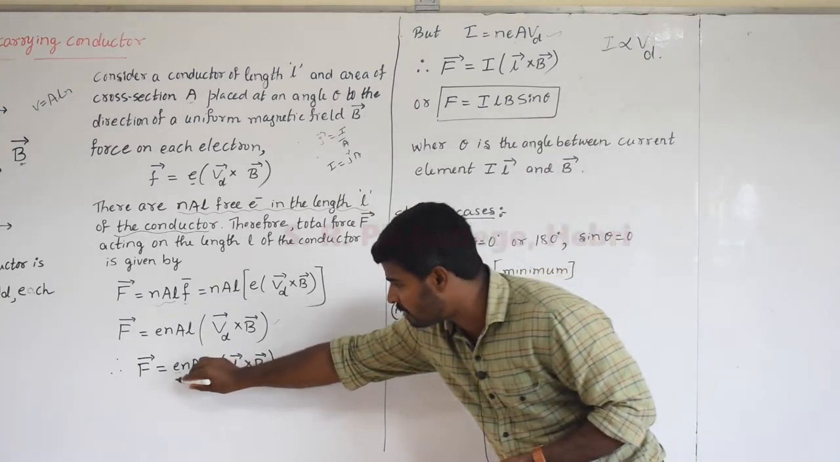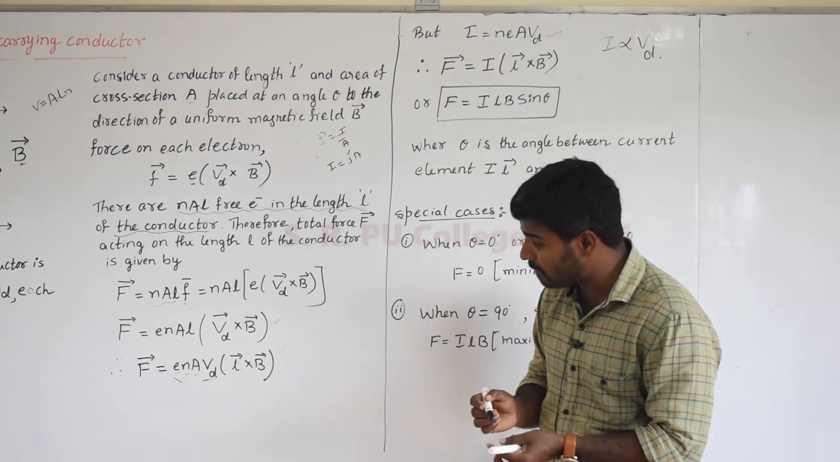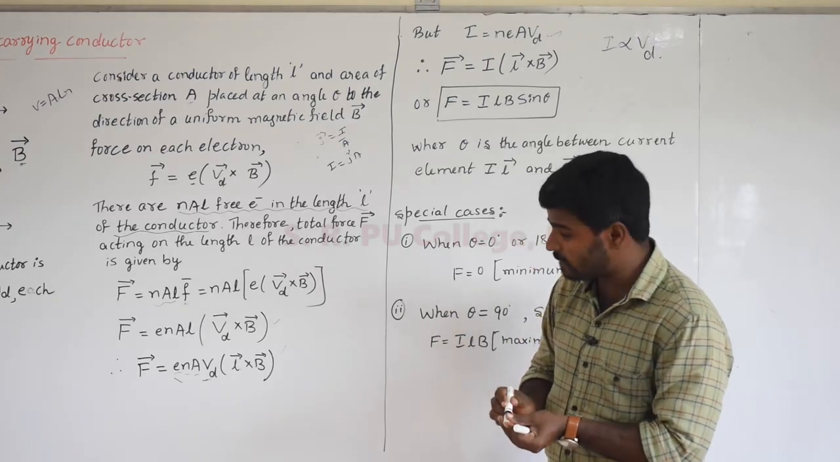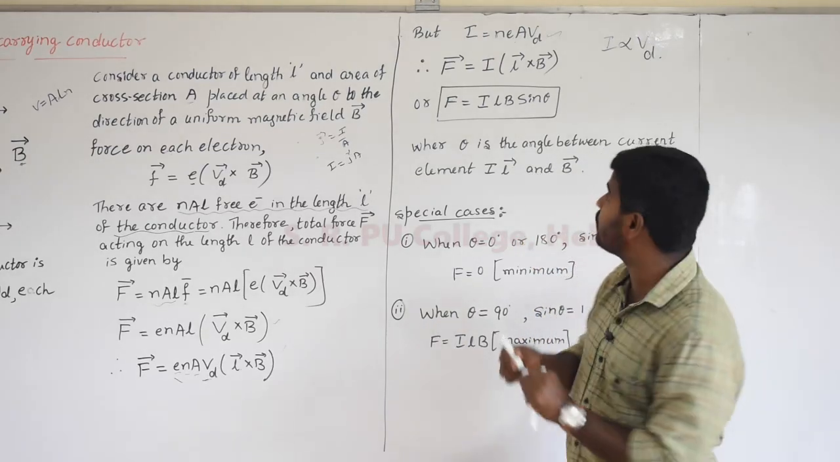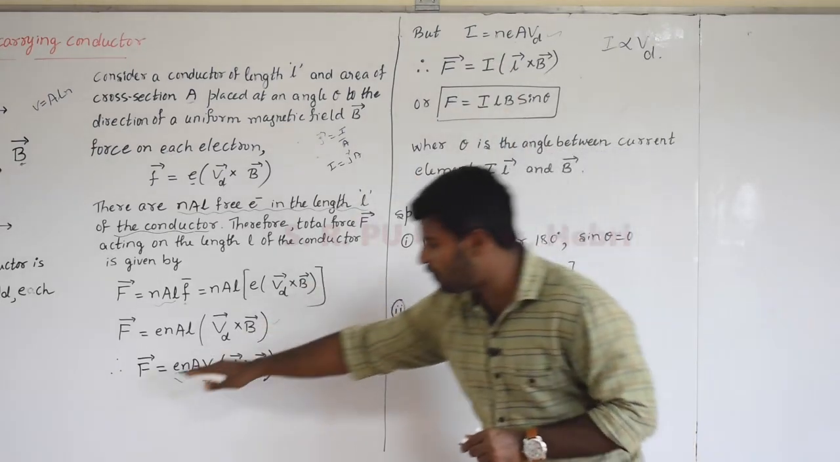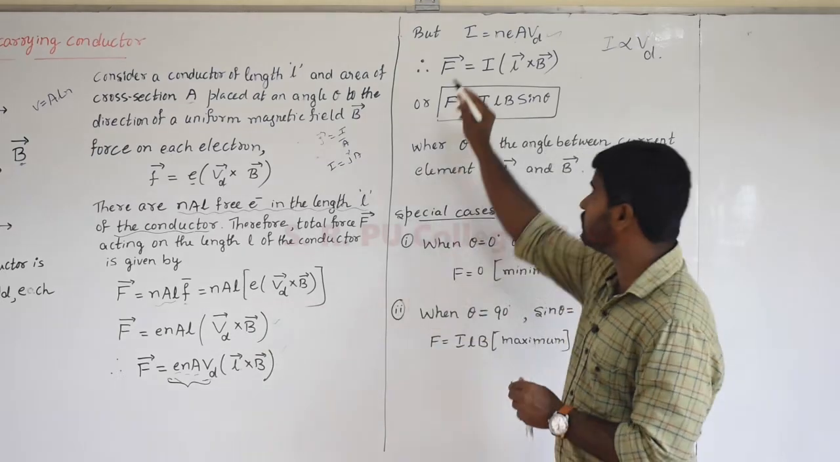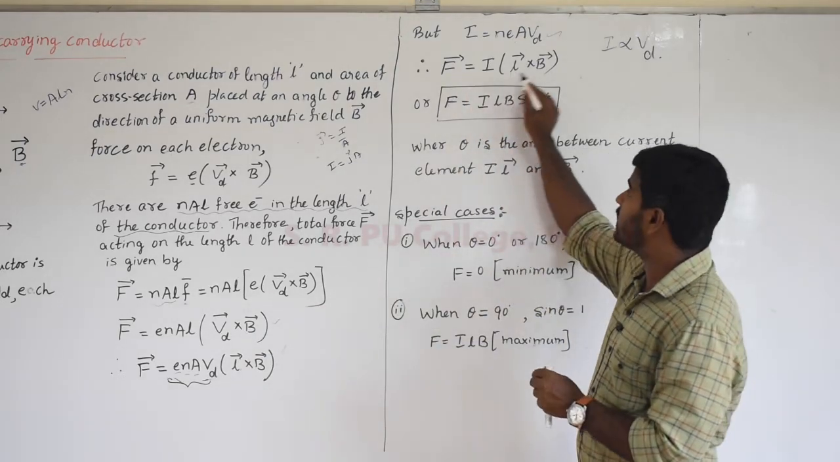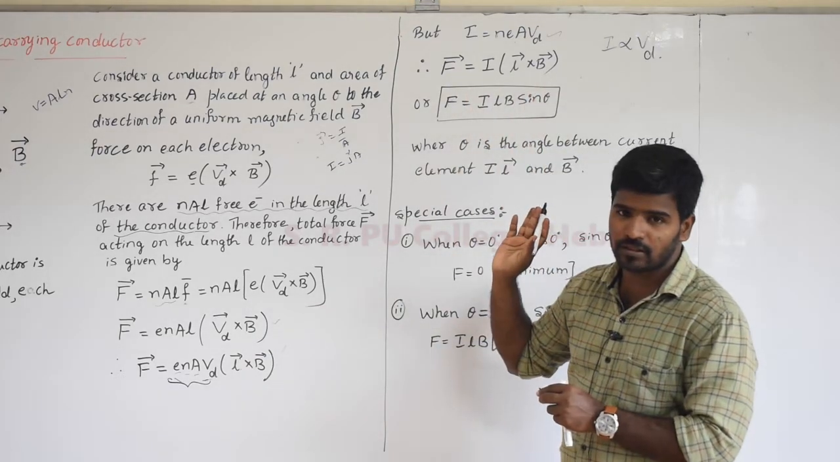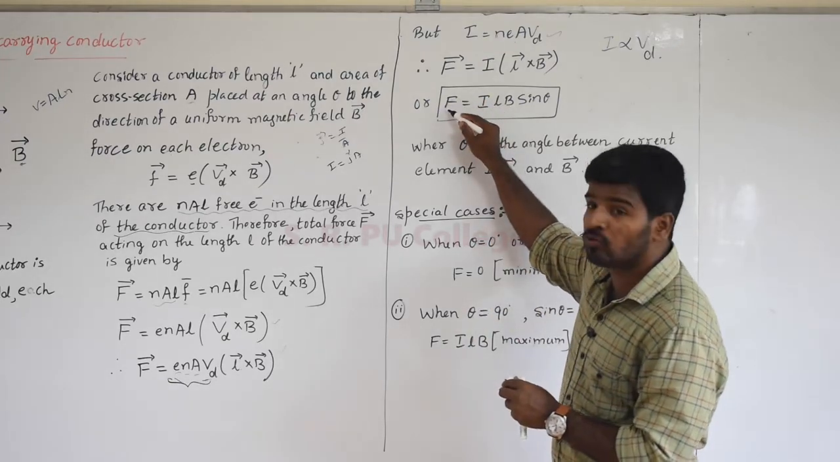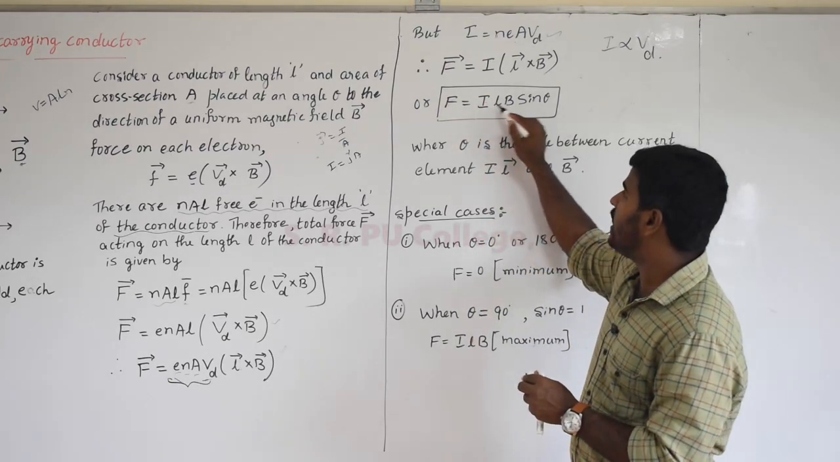So what do I do with this term? The term e times n A Vd is replaced by the term known as electric current, therefore that is expressed by I. Therefore, F vector is equal to I times L vector cross B vector. Is it clear? Therefore, the magnitude of the force is F is equal to ILB.